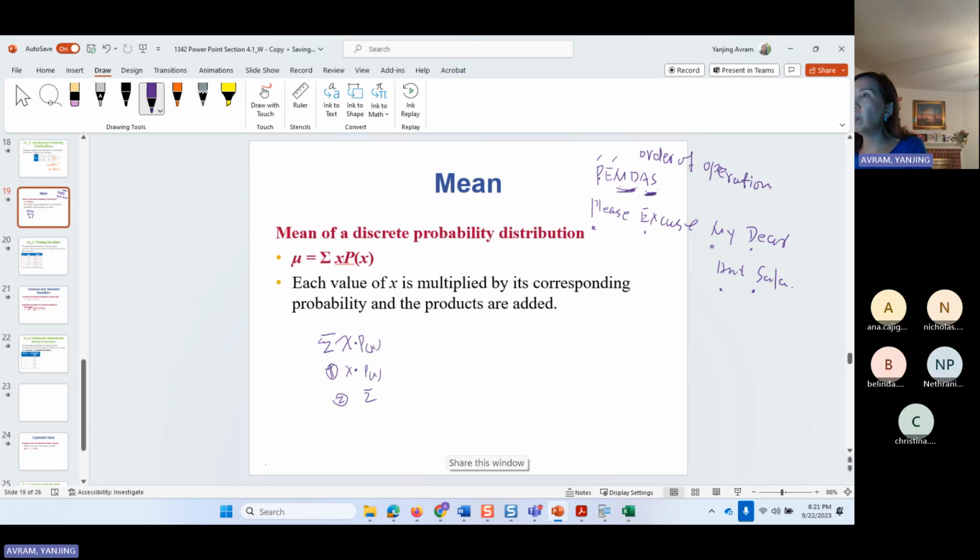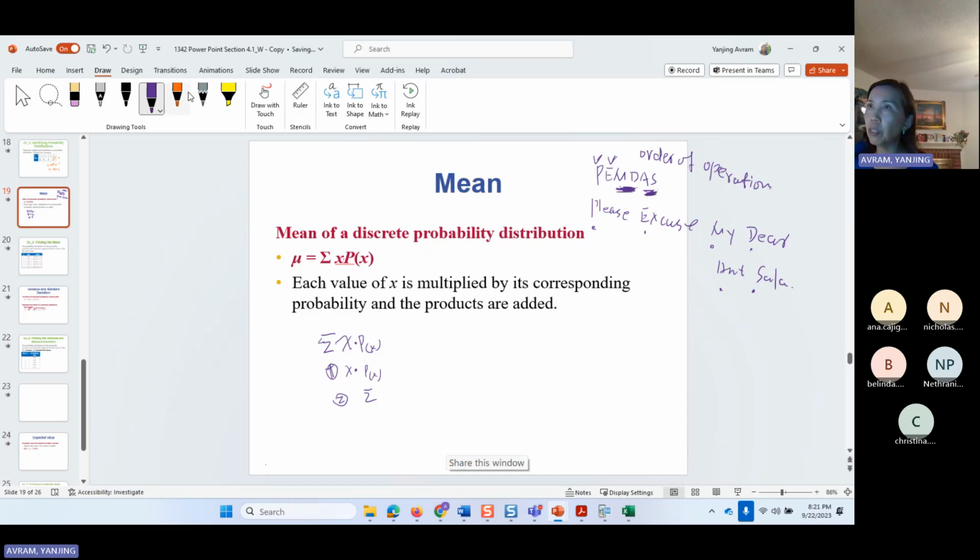Okay, so if you have a parenthesis, you have to calculate it first. If you have an exponent, you also have to calculate it first before you do the multiplication and division. All right. If you have a multiplication and division, you also have to do that first before you do the addition and subtraction. Okay, so that's the order of operation.